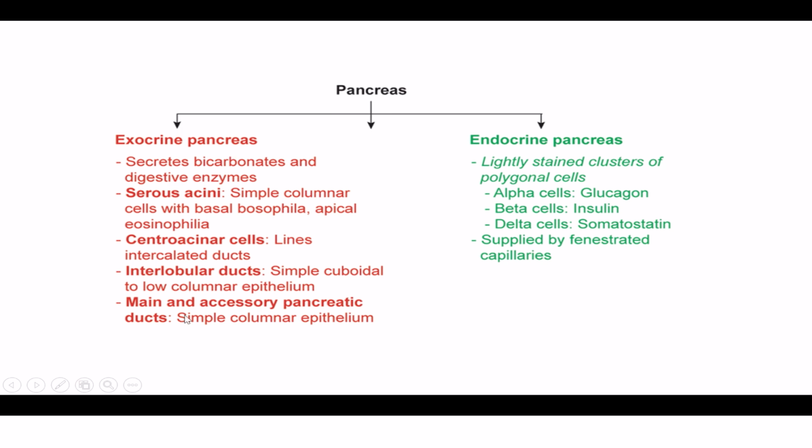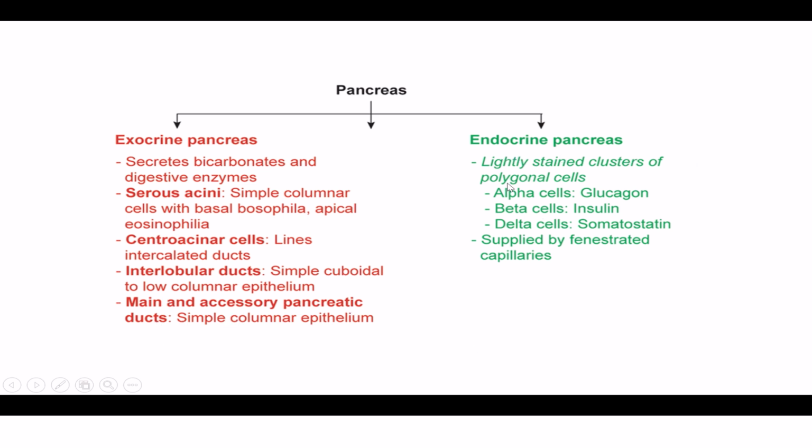So now you can see the overview. The exocrine pancreas secretes bicarbonates and digestive enzymes. Serous acini are lined by simple columnar cells with basophilia and apical eosinophilia, with centroacinar cells lining the intercalated ducts. Interlobular ducts are lined by simple cuboidal to low columnar epithelium. Main and accessory pancreatic ducts are lined by simple columnar epithelium.